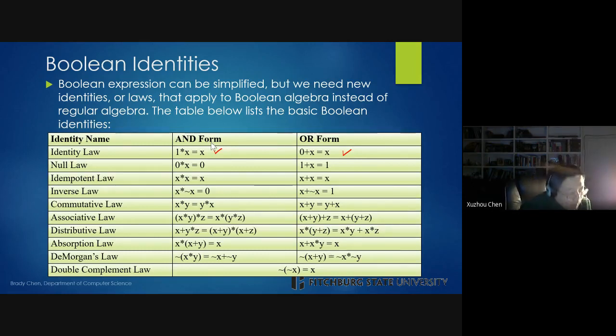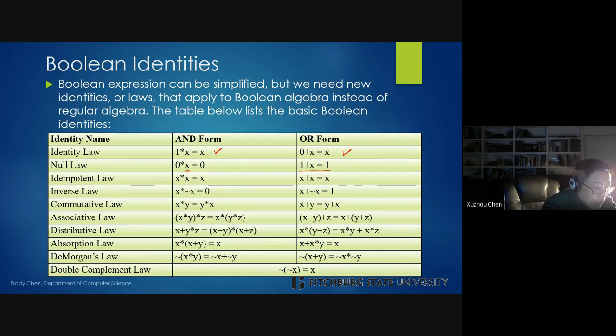Now the other law is called the null law, which means for the AND operation, if one of the operands is 0, then the result is always 0. It doesn't matter what the second value is. Same thing with the OR form: 1 or x is always 1, because the OR operation basically says if one of the operands is 1, then the result is always 1.